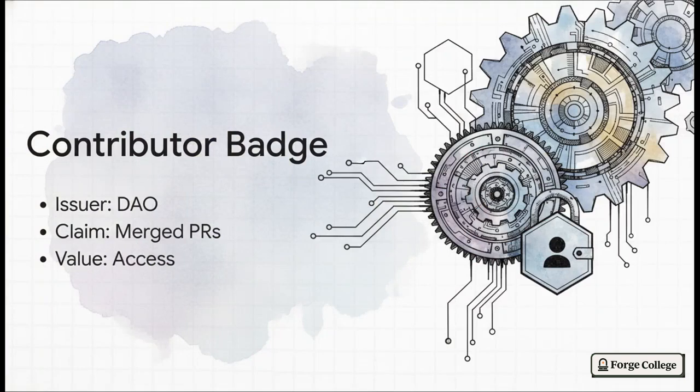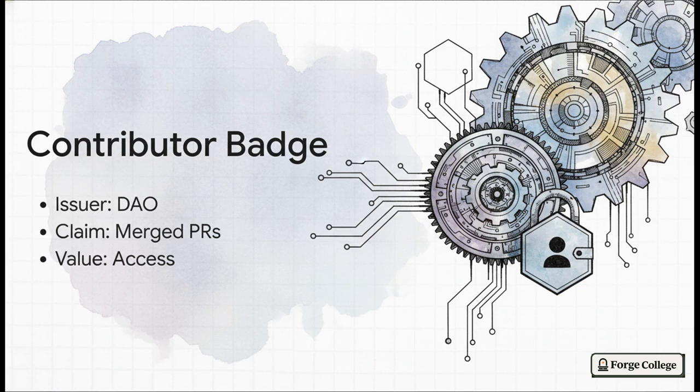Imagine an open-source DAO issuing badges based on merged pull requests. The claim here is cryptographic proof of actual work. The value? Well, the DAO can gate access to private channels or allocate voting rights based purely on merit, rather than just whoever has the most capital to buy up governance tokens.